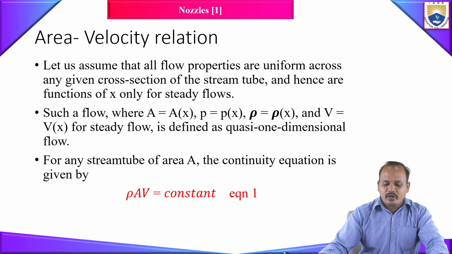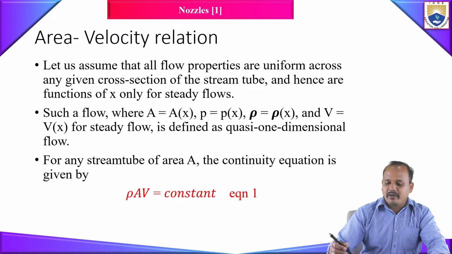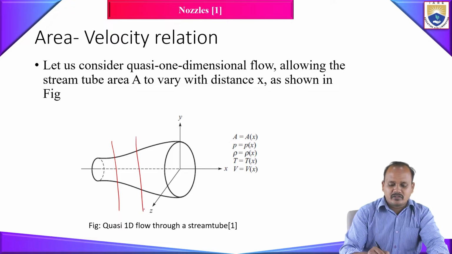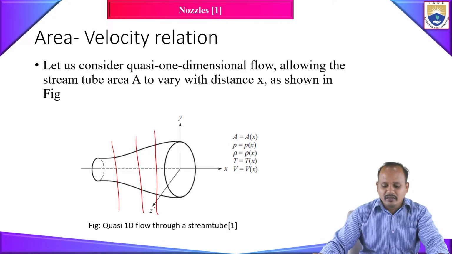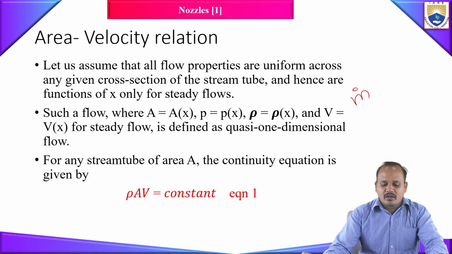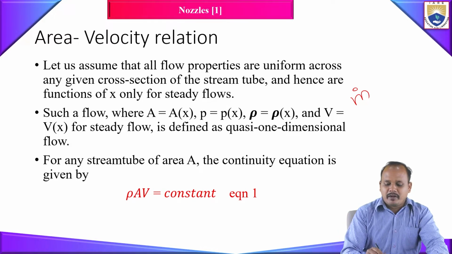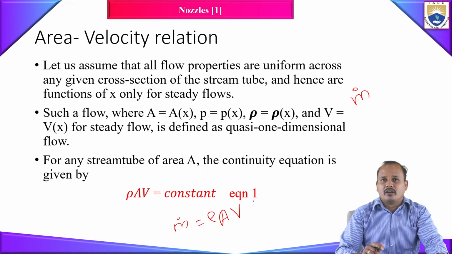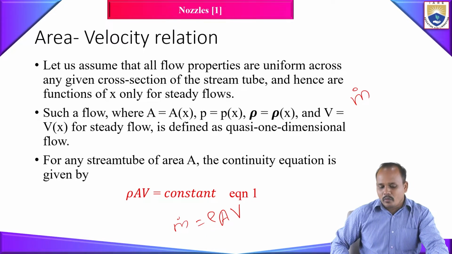As you know, for a one-dimensional flow, we have the continuity equation from the conservation of mass, that is, the mass flow rate at any cross section. You take any cross section, the mass flow rate is going to remain constant. That is the conservation of mass. Since we have quasi one-dimensional flow, I'm going to write down the one-dimensional continuity equation: m dot is equal to density into cross-section area into velocity, which is equal to constant. Let's say this is equation number 1.